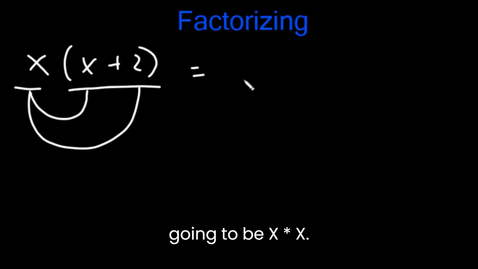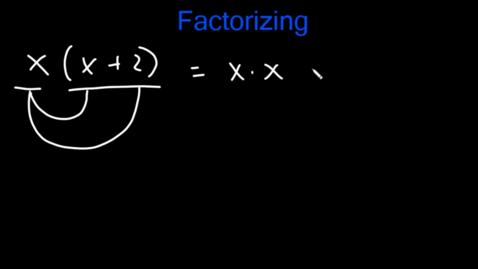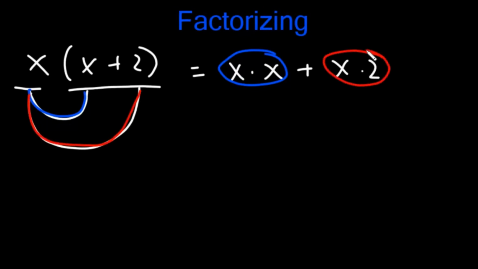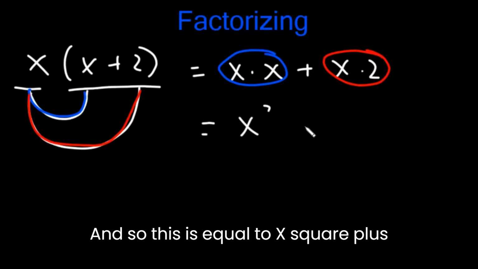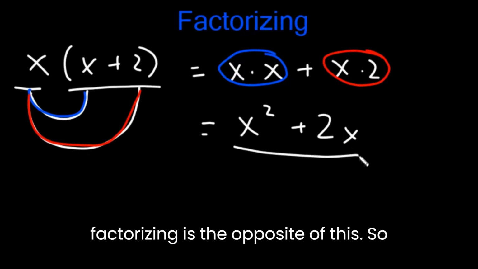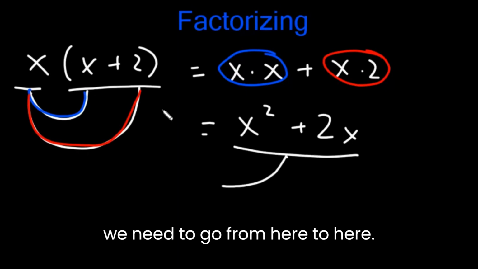So this is going to be x times x plus x times 2. So this right here is this, and this right here is this. And so this is equal to x squared plus 2x. And factorizing is the opposite of this. So we need to go from here to here.